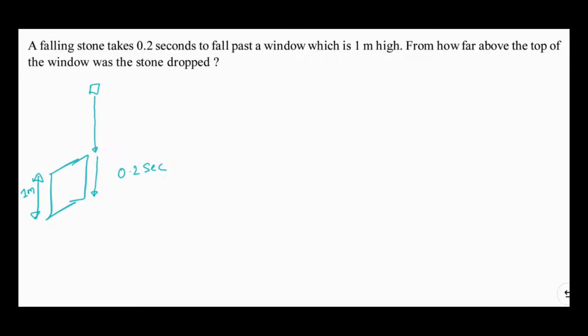It is given to us. The height of the window is given to us, it is crossing the window in 0.2 second. We need to find how far above the top of the window the stone was dropped. We need to find out this height.